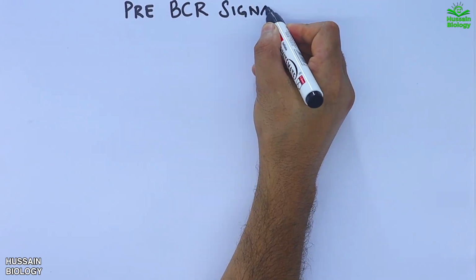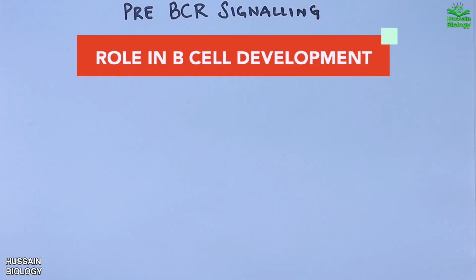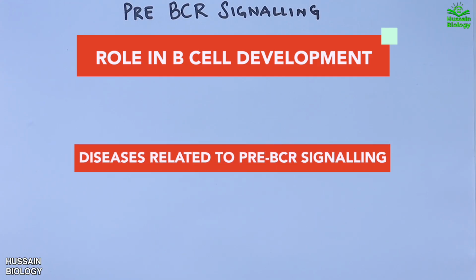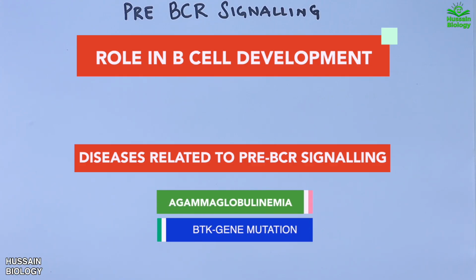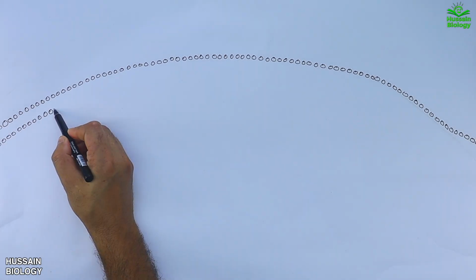Now in this video, we are going to discuss the pre-BCR signaling and its role in B cell development. Like we know, it's a crucial checkpoint in early B cell development that ensures only properly rearranged B cells move forward. And we will also be looking at the diseases related to this pre-BCR signaling, like agammaglobulinemia, which occurs due to absence of BTK protein or a defective protein, which is a part of this signaling pathway. Now let's explore the pre-BCR signaling pathway in detail.